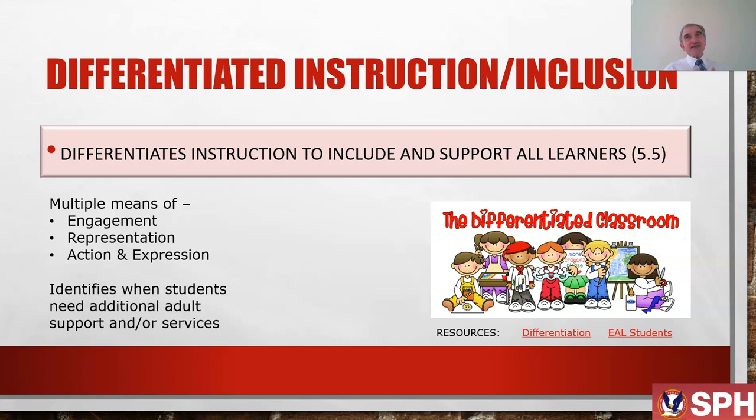Another important thing is that the teacher has mechanisms for knowing when students need additional adult support and or services. How does the teacher know that? And how does a teacher help students access that additional support? Are there ways for the student to get additional help from the teacher? How does a teacher decide how to help a student access outside of the classroom services that we have available through the schools?